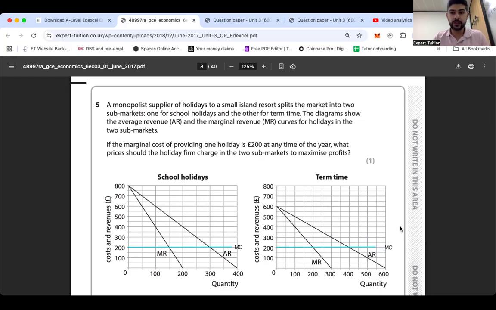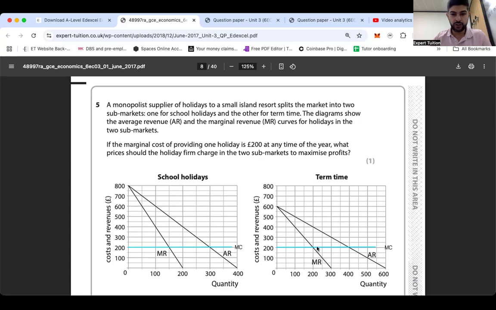The first thing that you need to do to determine price is always get the quantity. And you should hopefully know that profit maximization is MC equals MR. Can you guys see that MC equals MR is right there? It's 150 units. And the moment I now have the quantity, I can always tell you the price by simply going up until I hit the demand curve, the AR curve, to get the price. So I go up from 150, hits it there. They're going to charge £500 during school holidays.